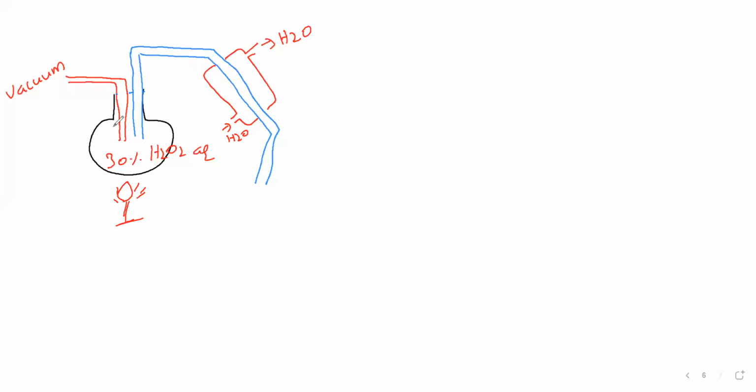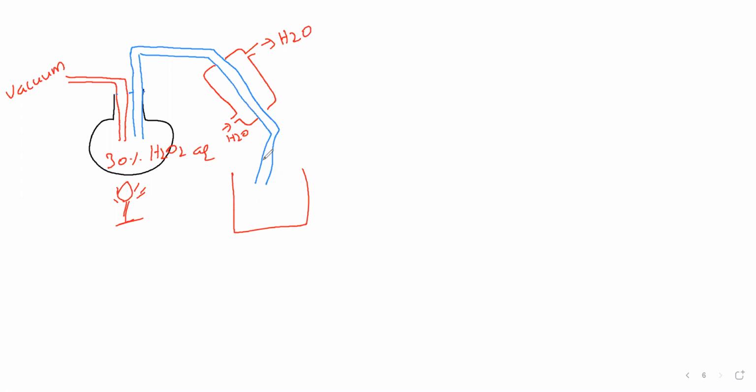Above the solution, air will be there. That is exerting pressure. That is called external pressure for this solution. That external pressure should be less than normal. Normal is what? 1 atmosphere. Less than normal is called reduced pressure.